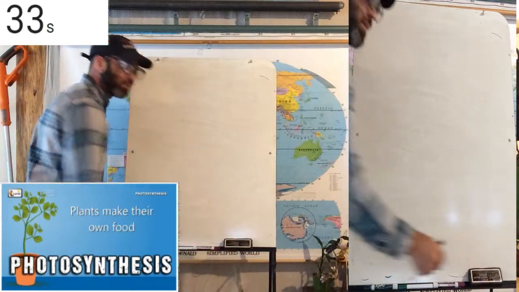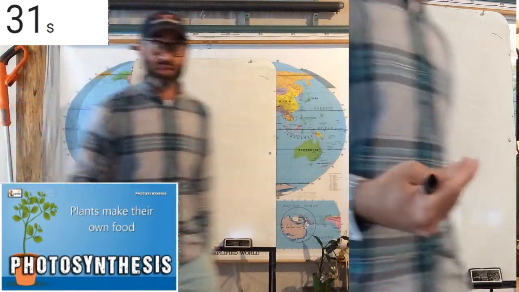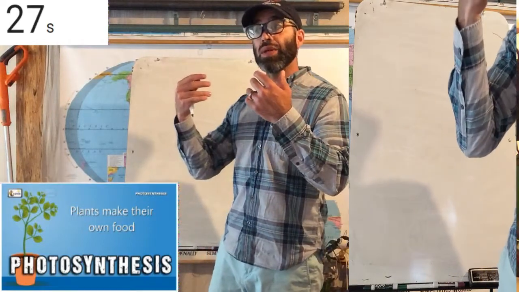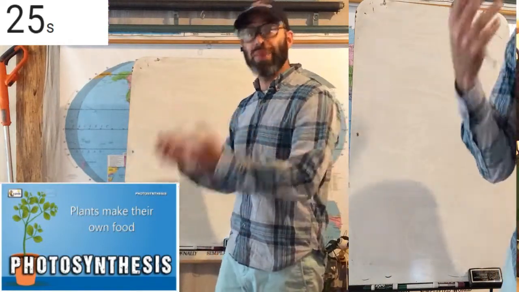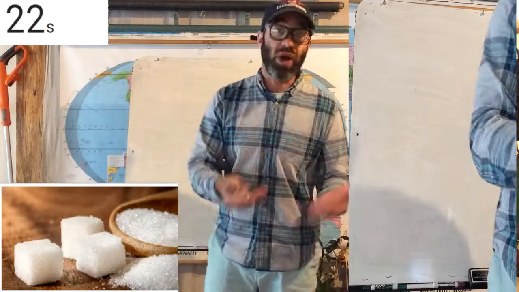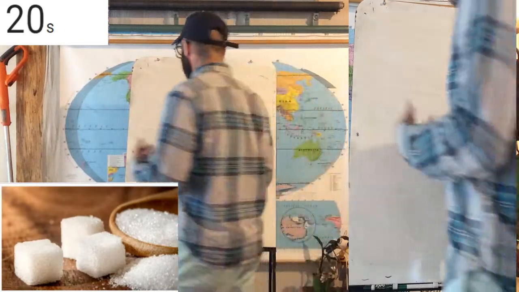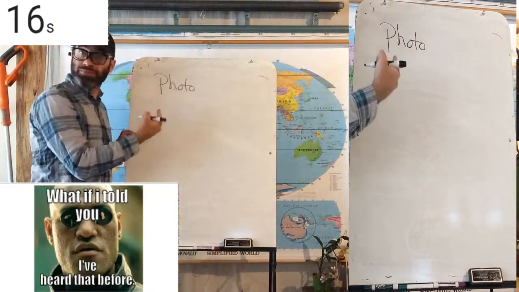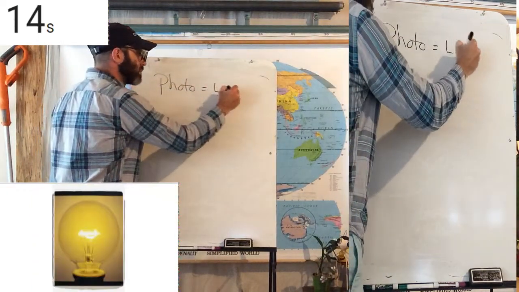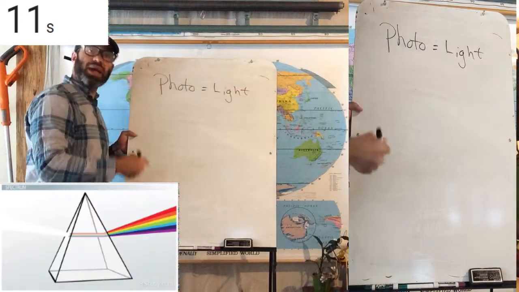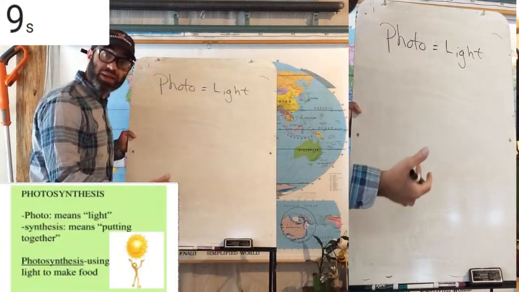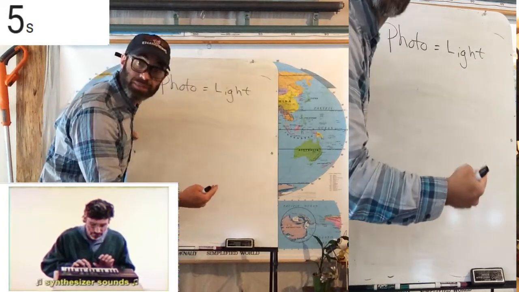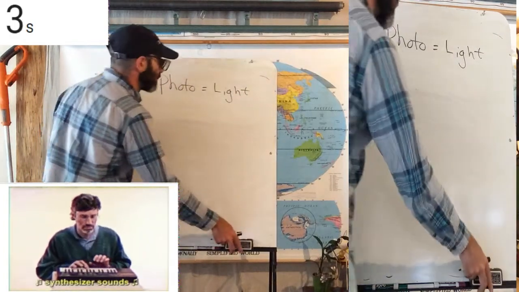It's a process called photosynthesis. Photosynthesis is the process that makes sugar from light energy. So photo, you know what that means. Photo means light. And photosynthesis is to synthesize from light. To synthesize, to create. A synthesizer creates music.